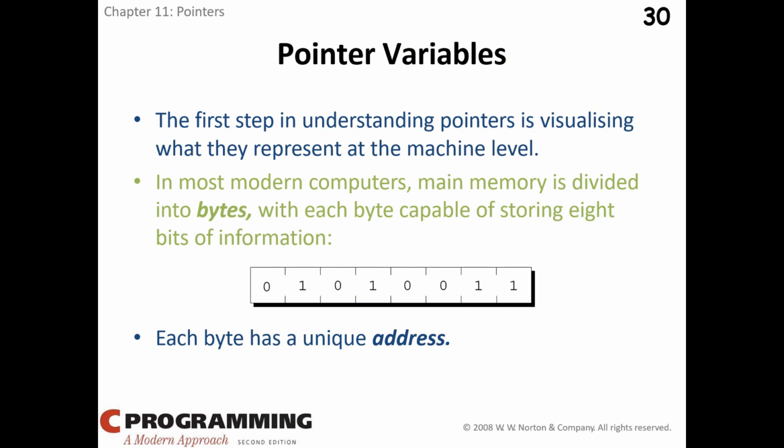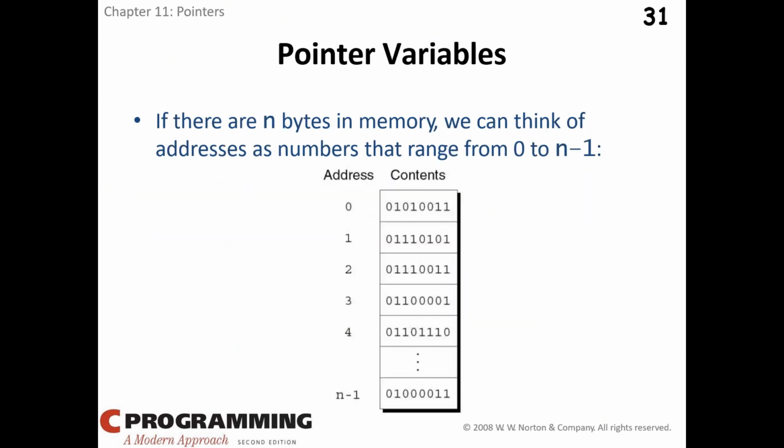And pointer variables essentially hold these memory addresses, and they point to the location of data in memory rather than holding the data itself. And by understanding this fundamental concept, we can unlock the power of pointers in C programming. And when considering memory, we can imagine it as a sequence of bytes, each with its unique address. And these addresses serve as identifiers, allowing us to access and manipulate data stored in memory.